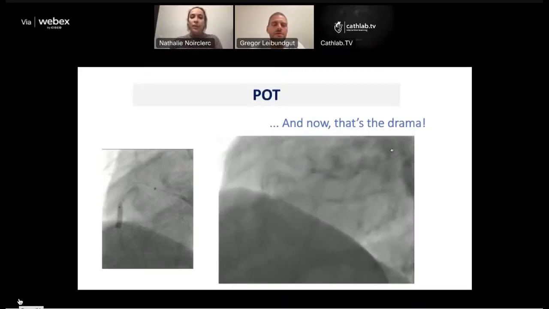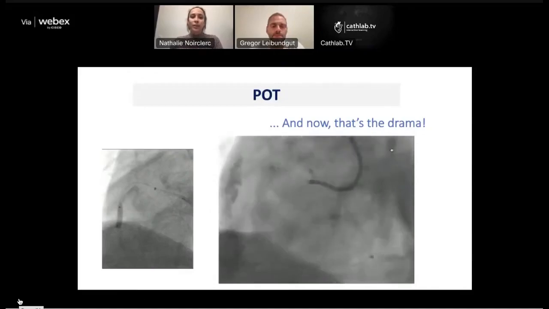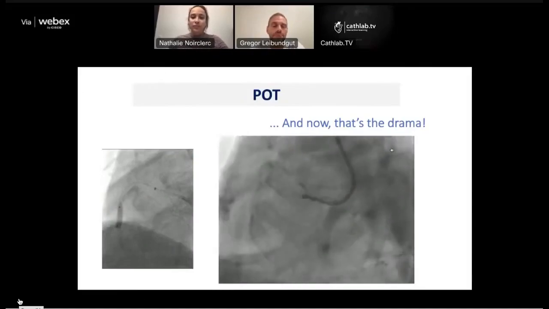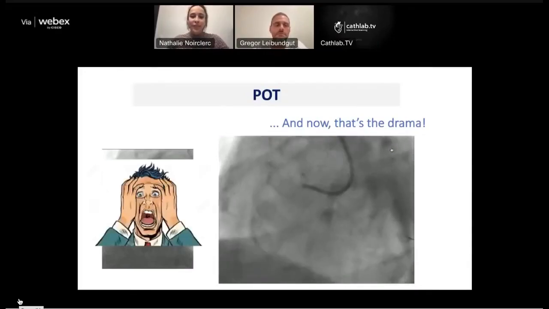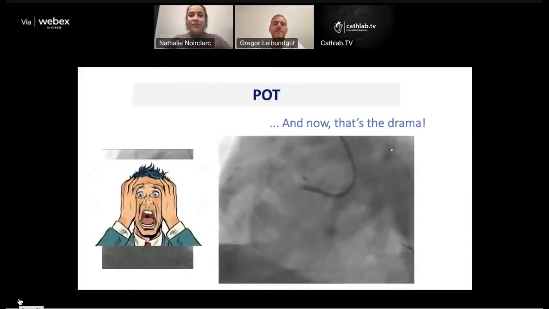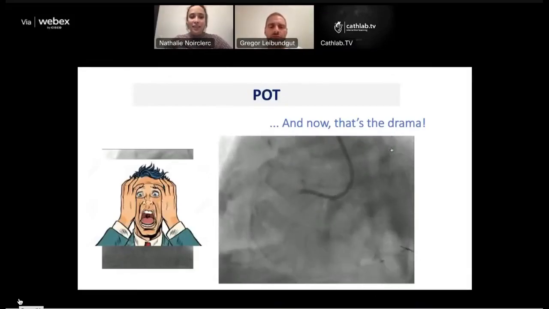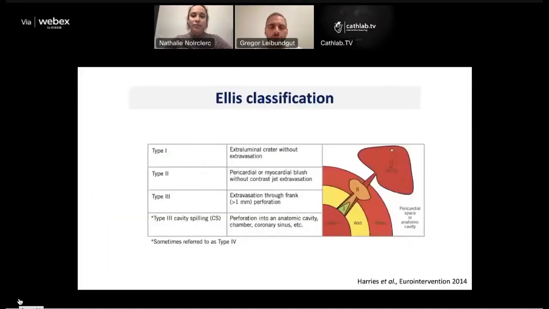So what size of balloon was it? So the POT was with a 3.5 non-compliant balloon, which was maybe too big. Obviously too big. And the stent in the mid-RCA was a 3.0, and then you post-dilated it to 3.5. Yes. And the proximal stent was also 3.0. 3.5. Yes. Okay. So here you can see it's a type 3 perforation, no real doubt.